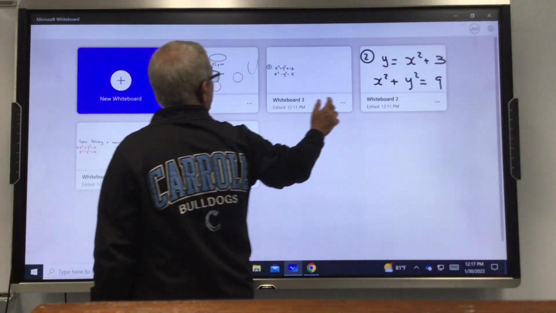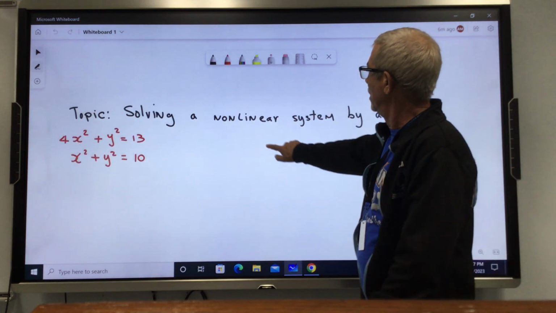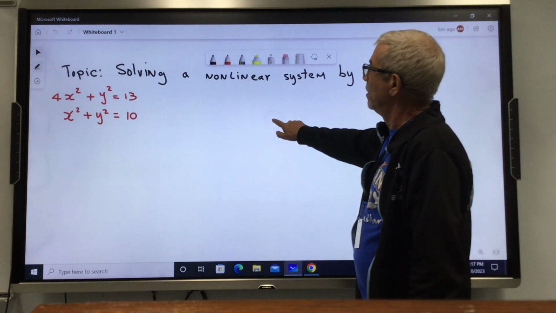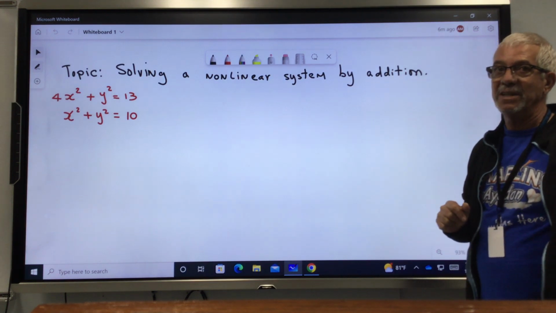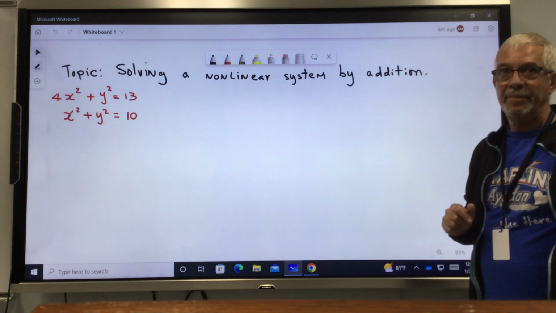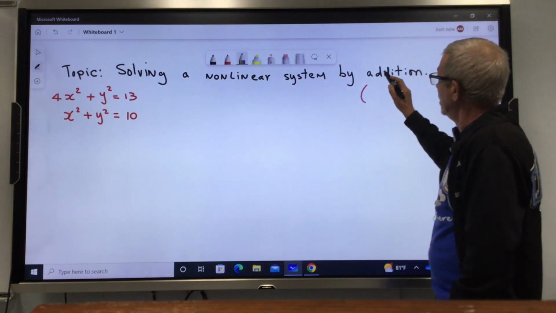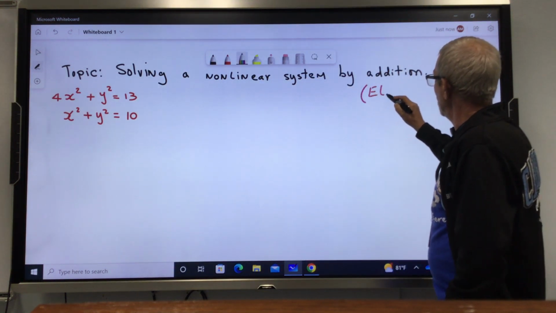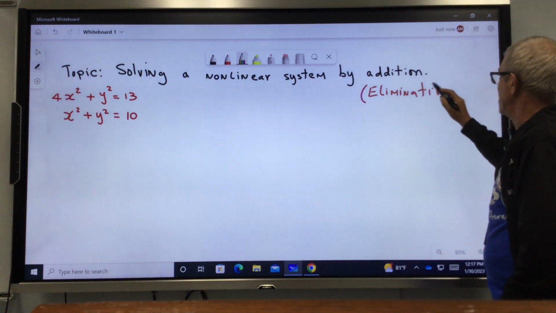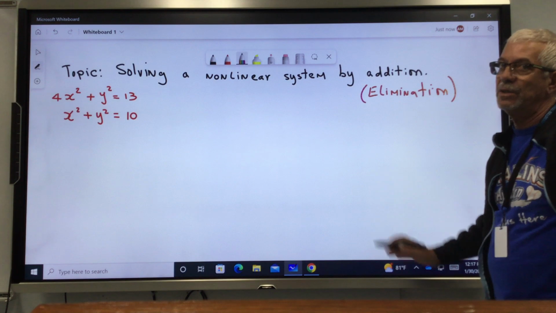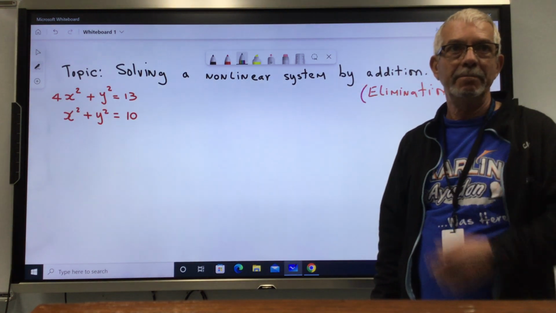How to solve a nonlinear system, but we are going to see it by this method, that is addition. Remember that when we solve linear equations, addition, in some textbooks they call elimination, but it's the same. Addition or elimination method is the same. We are going to see three examples, all right?